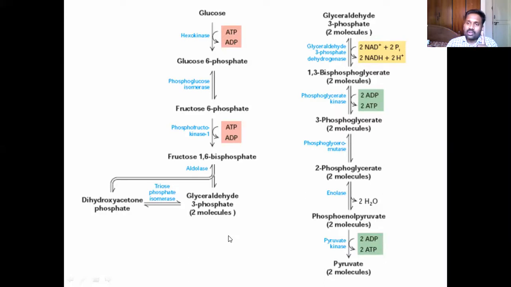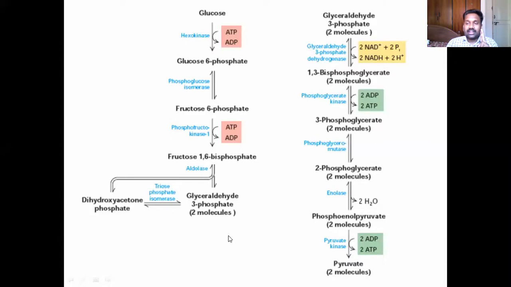So if 1 molecule of NADH is oxidized by ETC, how many ATPs are produced? 3 ATPs. Very good. So in glycolysis, how many NADH molecules are produced? 2 NADH. So if 2 NADH are oxidized by ETC in the aerobic cells, how many ATPs? 6 ATP. Very good.